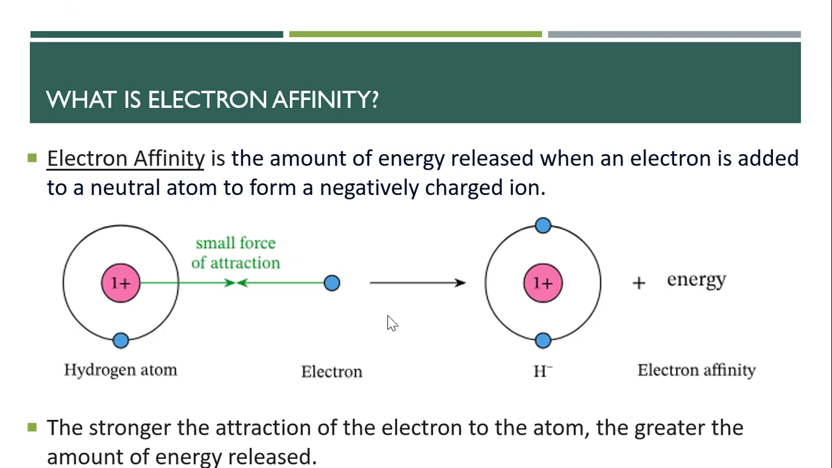So let's just say that these four patterns all revolve around the same thing. As you go from top to bottom on the periodic table, you're going to have an increase in the number of shells. It means you're going to have a weaker attraction of the electrons towards the nucleus, and that will lead to a bigger atomic radius, a weaker ionization energy, a weaker electronegativity, and a weaker electron affinity.